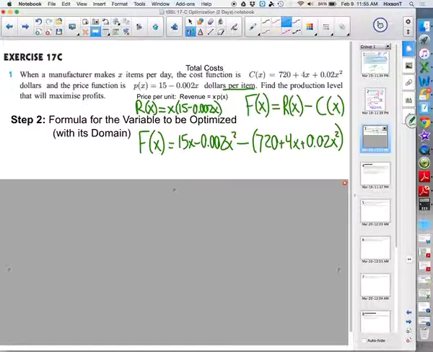So simplifying this whole thing here, our profit function is, let's see, the x squared, so we have a negative 0.002 minus 0.02, so that's a minus 0.022x squared. And then we have 15x minus 4x, so that'll be plus 11x, and then a minus 720. Okay? So there's our profit function.